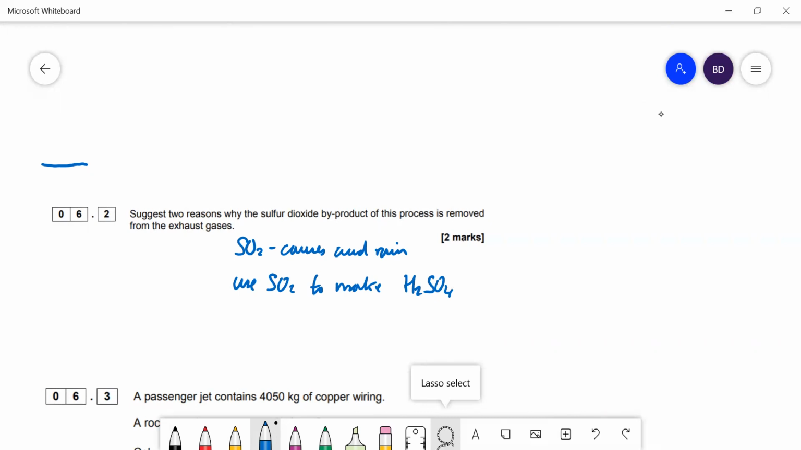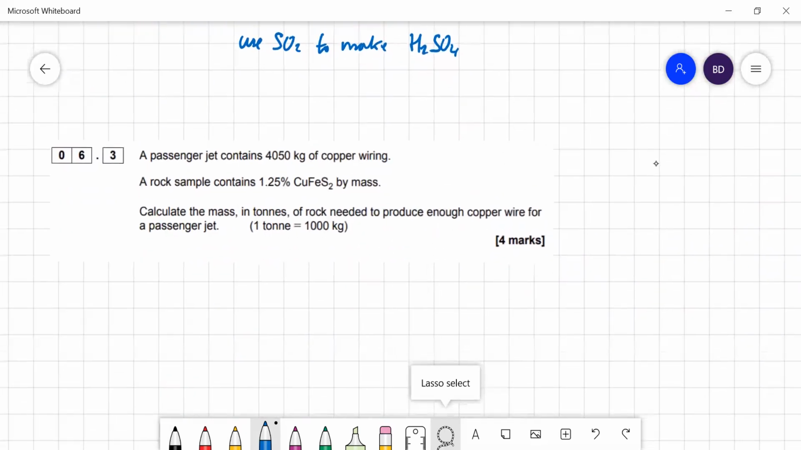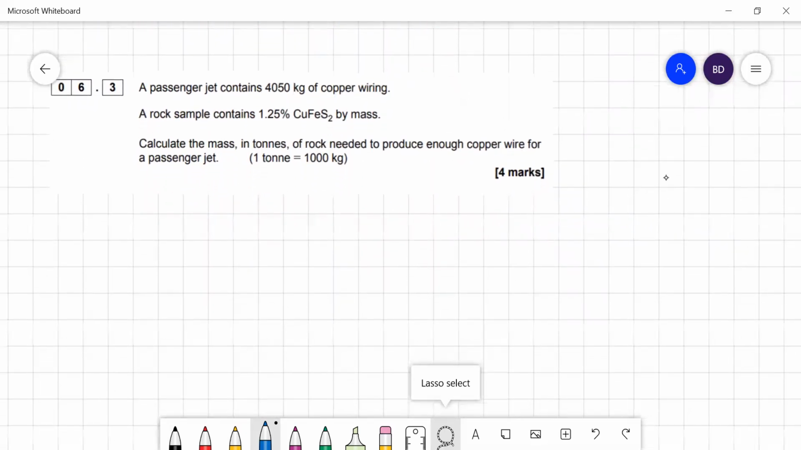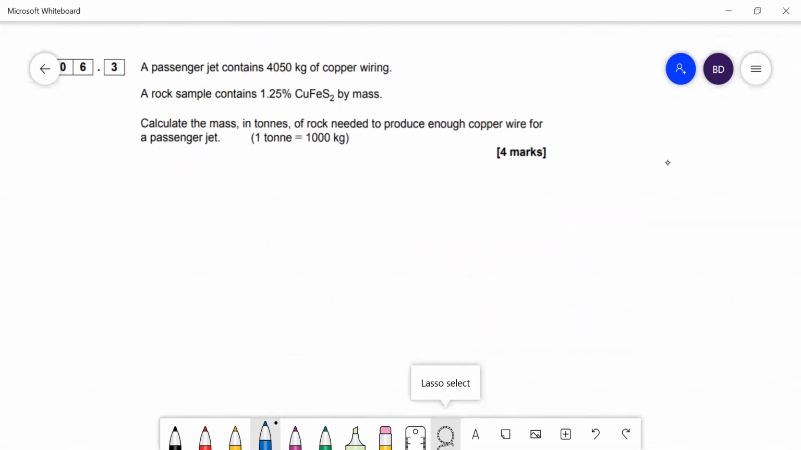Okay. Right, 6.3. This is a calculation. Not much chemistry in it, but lots of very big numbers. Okay, and plenty of room to make a mistake here. I don't really like this question because there's not that much chemistry in it. Okay, so a passenger jet contains 4,050 kilograms of copper wiring, and you're getting it from this ore, and the rock only contains 1.25% of it. Calculate the mass in tons of rock needed to produce enough copper wire for a passenger jet.